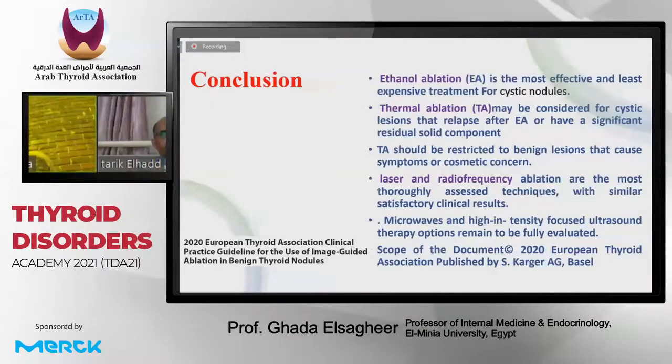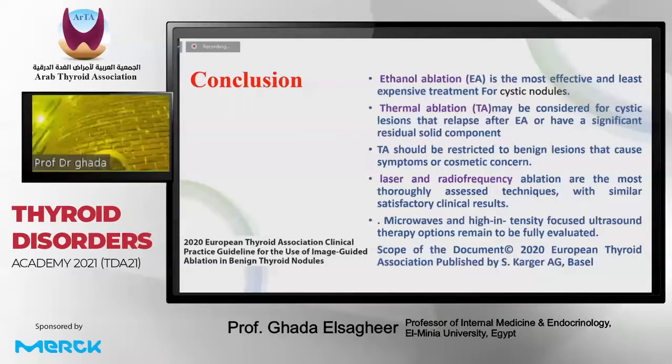Ethanol ablation is the most effective and least expensive for cystic nodules. Thermal ablation may be considered for cystic lesions that relapse after ethanol or have significant residual solid components. So we can combine ethanol ablation plus thermal ablation in complex nodules that have cystic and solid components. Thyroid ablation should be restricted to benign lesions that cause symptoms. Laser and radiofrequency ablation are the most thoroughly assessed techniques, with similar satisfactory clinical results. Microwave and high-intensity focused ultrasound options remain to be fully evaluated.